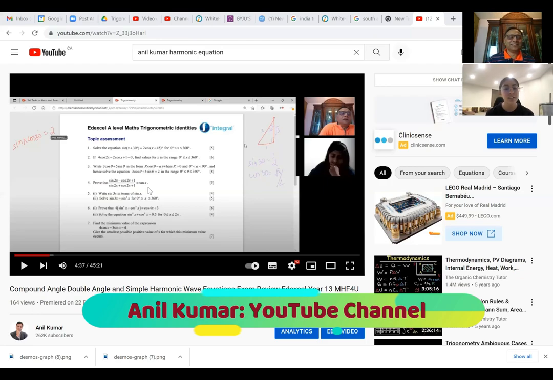Find the minimum value of the expression 4 cos theta minus 3 sine theta minus 4. Give the smallest possible positive value of x for which the minimum value occurs. How will you do this question? 4 cos theta 3 sine theta. I think you'd have to use the wave equation, no? Correct. So the first part will give you the wave equation. R is your amplitude, maximum, minimum, but R minus 4 will give you the answer, plus and minus. You get the idea now?